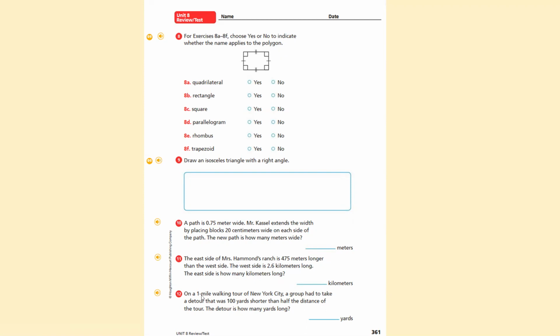And then this one, on a mile walking tour of New York City, a group had to take a detour that was actually 100 yards shorter than half of the distance of the tour. So how many yards is it? Gross. That's a hard one. You know what? We'll do this one together.